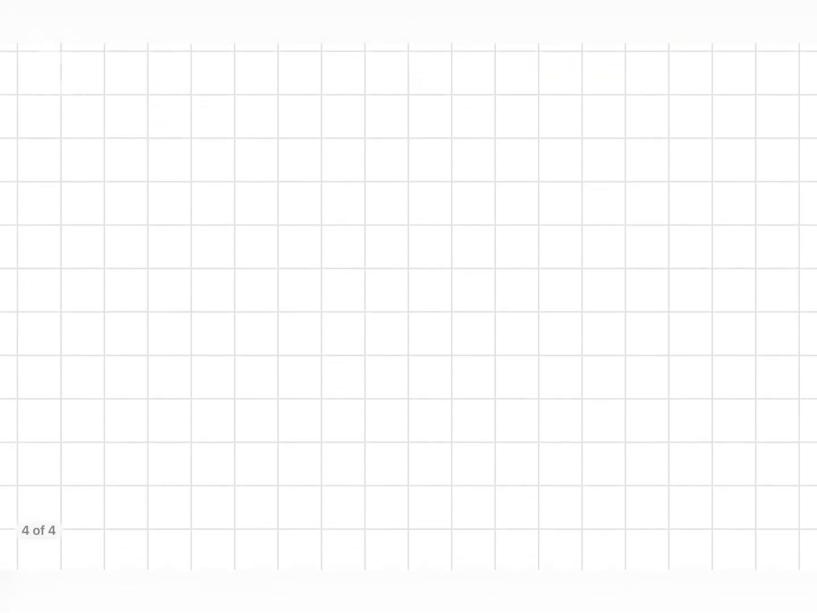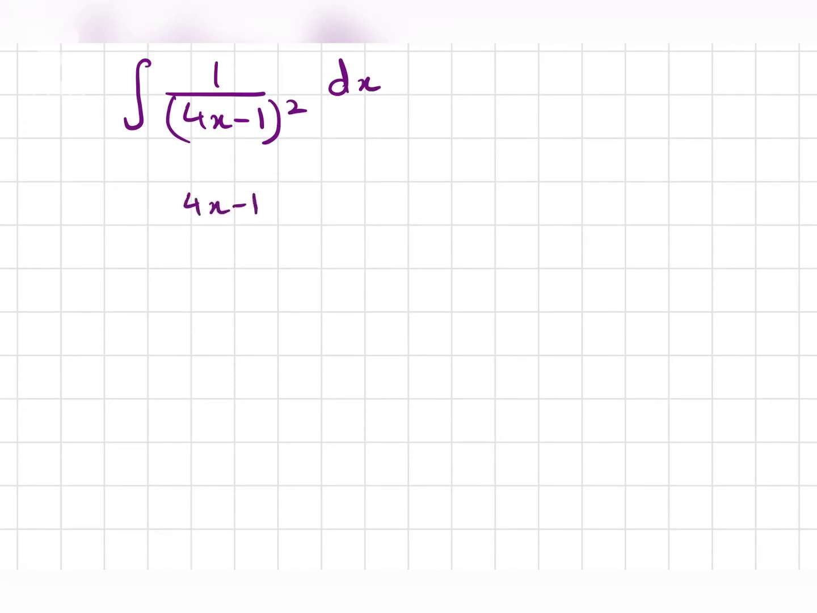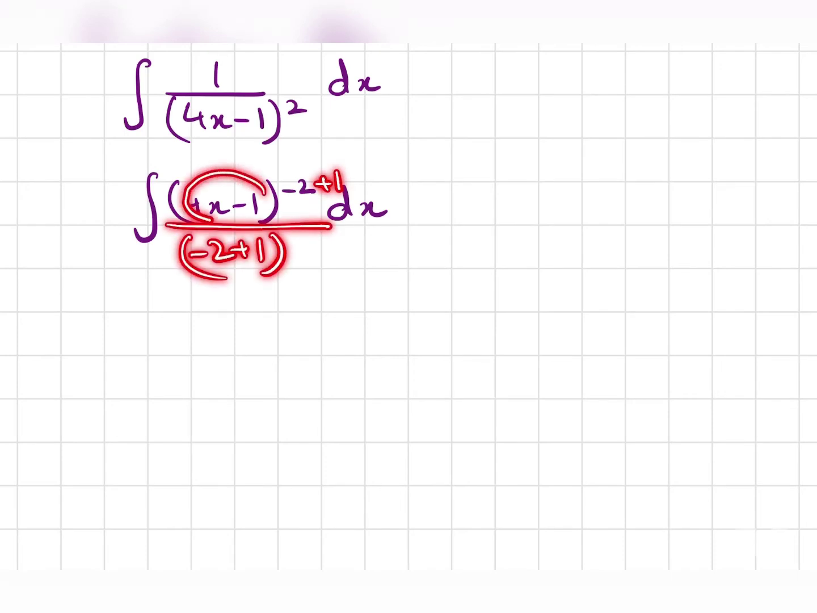So we have to do 1 over (4x - 1)^2 with respect to x. Okay, take this in your numerator first: (4x - 1)^(-2). Now let's start doing it. The same thing again, adding a 1, dividing by -2 + 1, and then multiplying by the differential of this. Okay, so let's write it down.